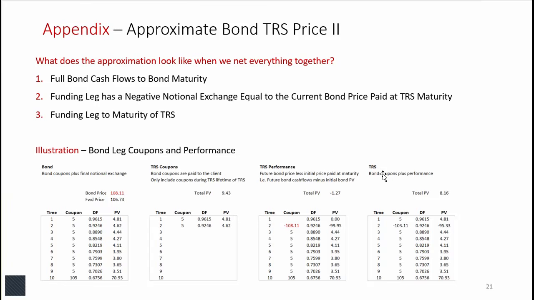So the funding leg is very straightforward to price. But what's not so straightforward, perhaps, is how to price the bond coupons and performance. In this example, I've made a very toy example. I've got a 10-year bond paying coupons of 5%, and it's got a notional exchange of 105 in the future. We don't show the 100 at the beginning; it's standard practice not to, because it's considered in the past.